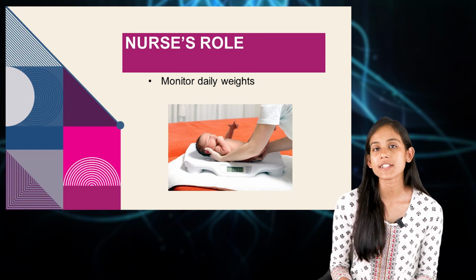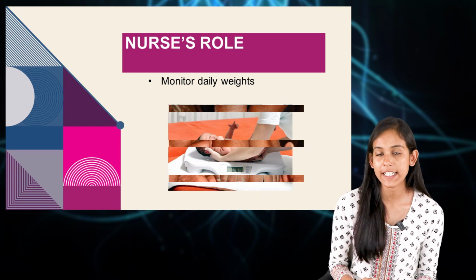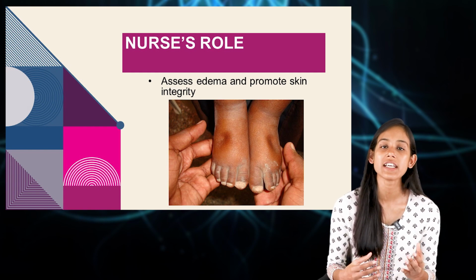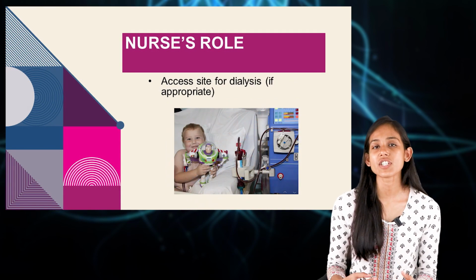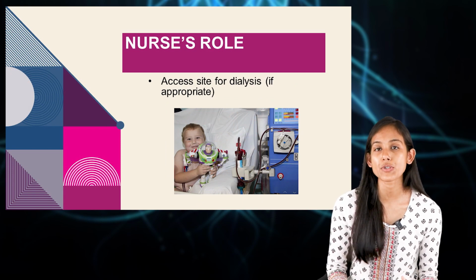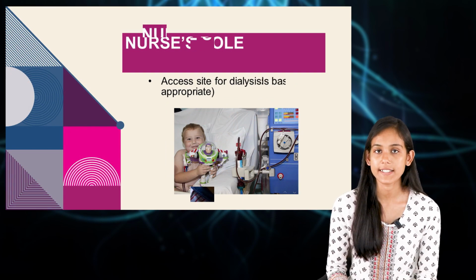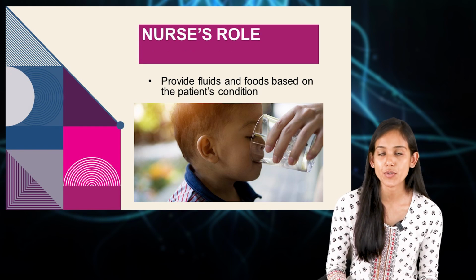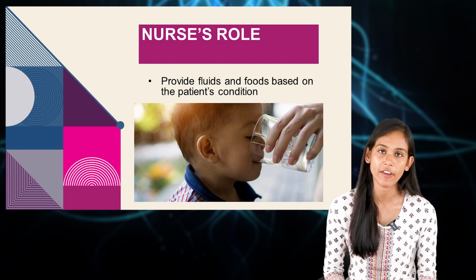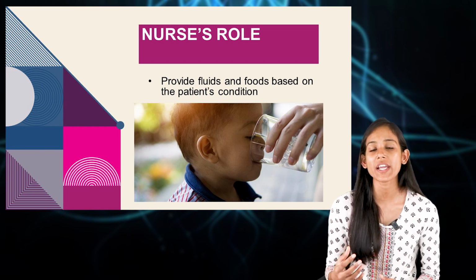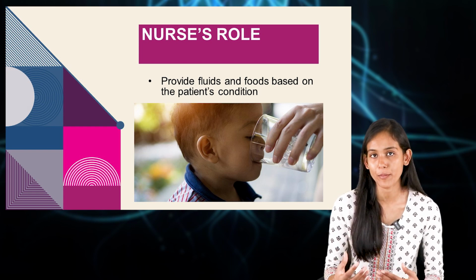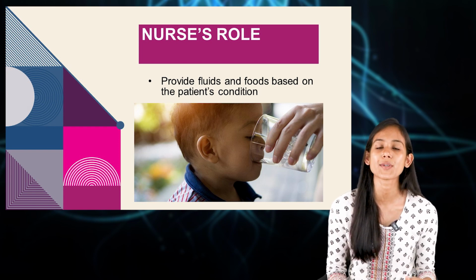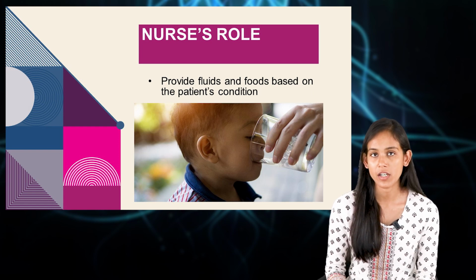Then we are going to monitor the weight of the child daily, and also we're going to assess the edema, and we have to promote skin integrity. And then if the child is on dialysis, then you also have to assess the site for dialysis. And then you have to provide fluid based on the child's condition. If the child is having a urinary tract infection, for example, then you have to encourage the child to drink more fluid. And if the child is having renal failure, in that case you have to restrict the fluid consumption.